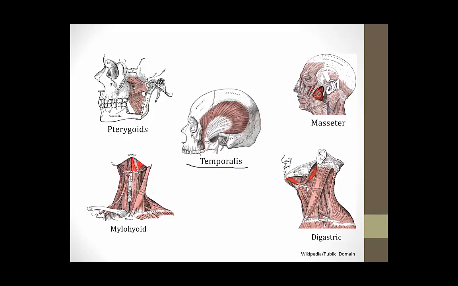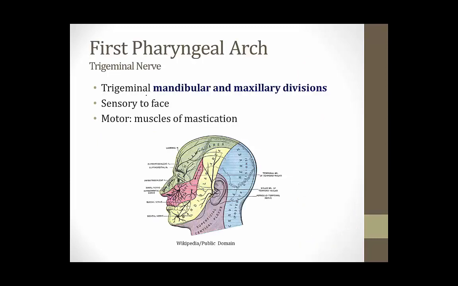So the temporalis is on the side of the skull, the pterygoids are located on the side of the jaw, the masseter is also located on the side of the jaw, and then the mylohyoid connects from the mandible to the hyoid bone, and the digastric is located just below the jaw. As I said before, each pharyngeal arch is associated with a cranial nerve, and the cranial nerve associated with the first arch is the trigeminal nerve.